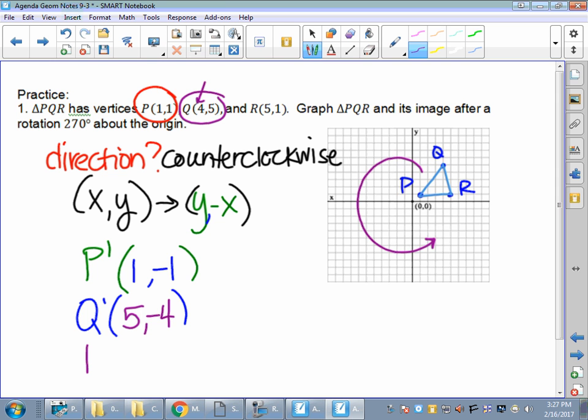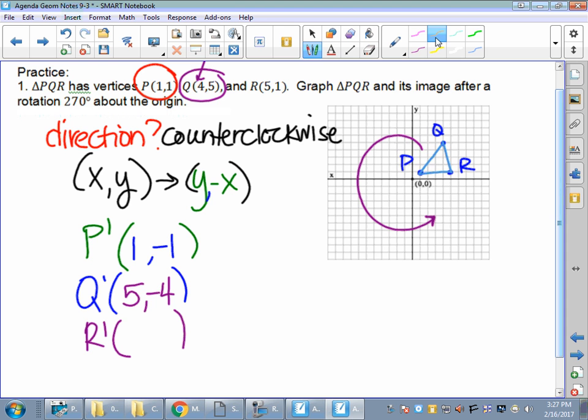And R prime, I'm starting off with a 5, 1 for that ordered pair. I'm going to multiply the x coordinate by negative 1 and interchange them. So I should have a 1, negative 5. Let's get these guys on the graph and see if it looks like a 270-degree rotation.